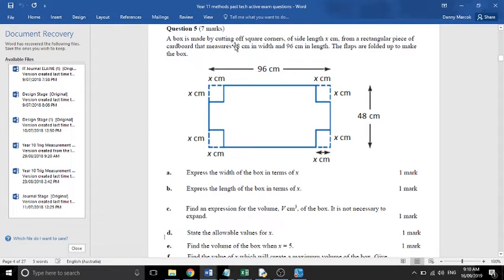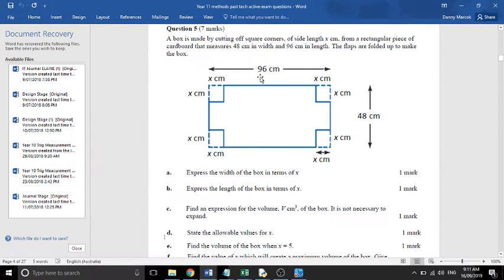Anyhow, a box is made by cutting off square corners, lengths of X, from a rectangular piece of cardboard, 48 in width, 96 in length. Flaps are folded to make up the cardboard box. So this is what it looks like. We cut these out, and then this part folds upwards, this part folds upwards, this folds upwards, this folds upwards. So we end up with a box, without a lid.